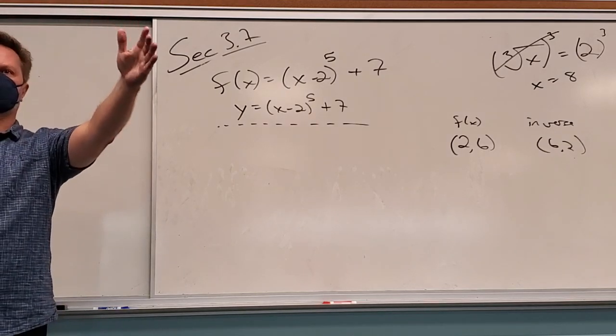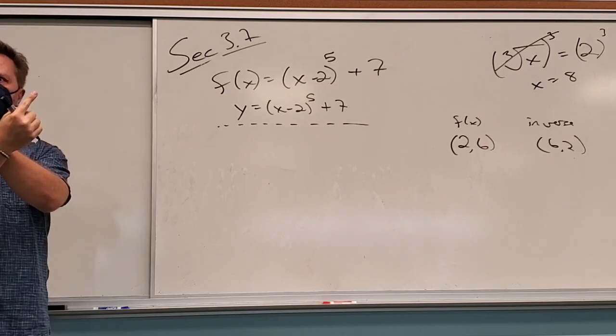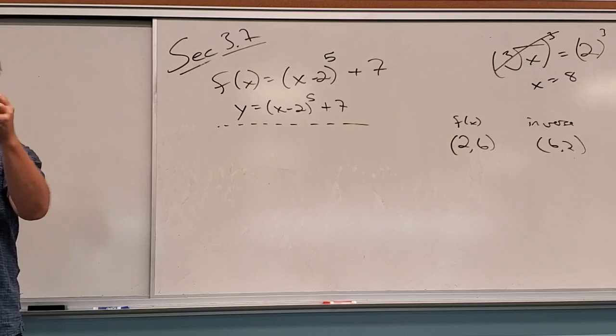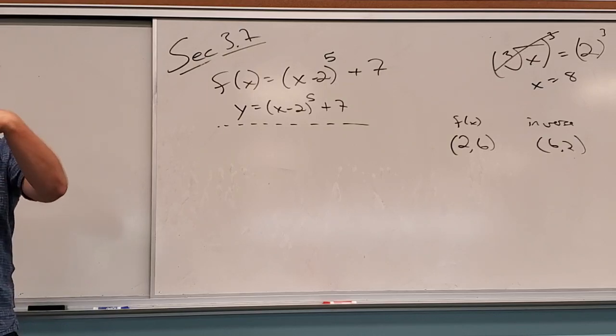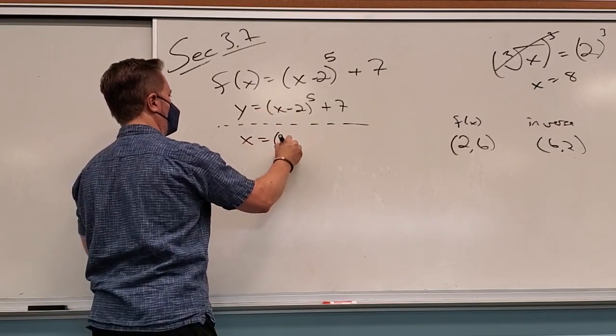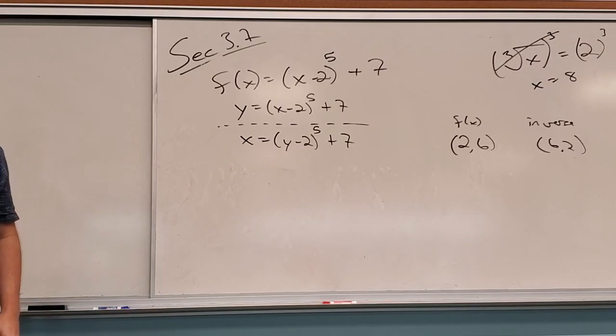What does an inverse function do to every point? Switches the x and y. Yes? That's what an inverse function does, switches the x and y. So what do I do algebraically to find the inverse function? I switch the x and y first. Now that's not good enough. Switch the x and y, and then I solve for y.